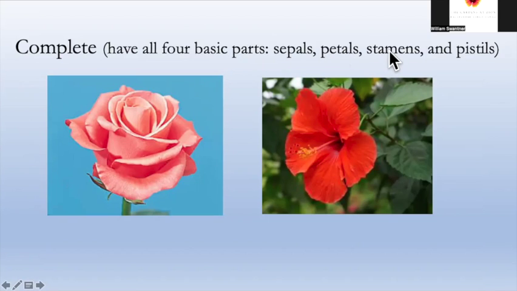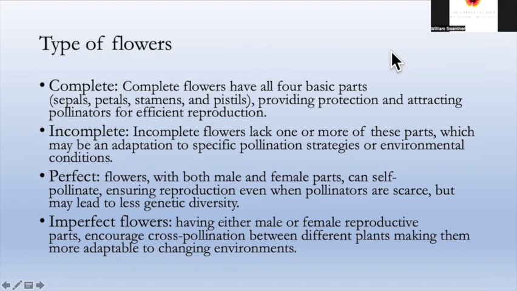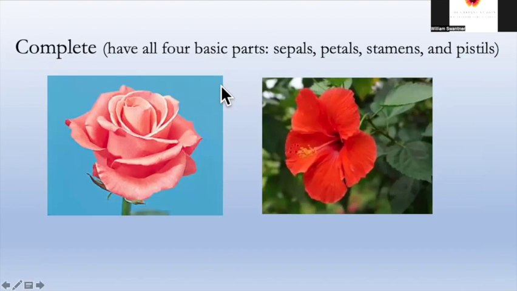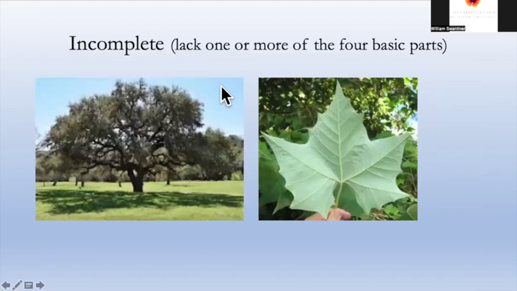Sepals, petals, stamens, and pistils. These are incomplete plants. This is an oak tree. This is a Mexican sycamore. Look at that big, beautiful leaf. These are incomplete.